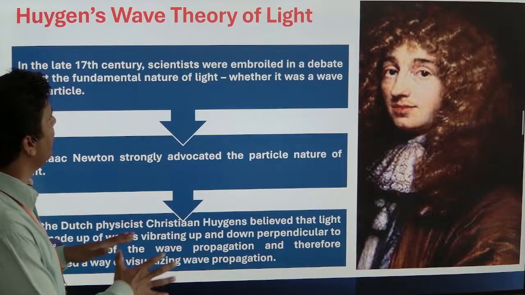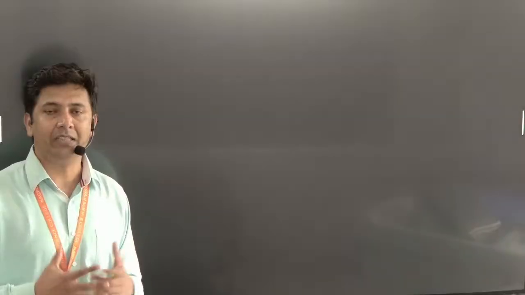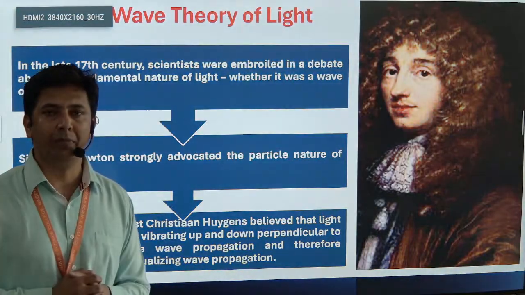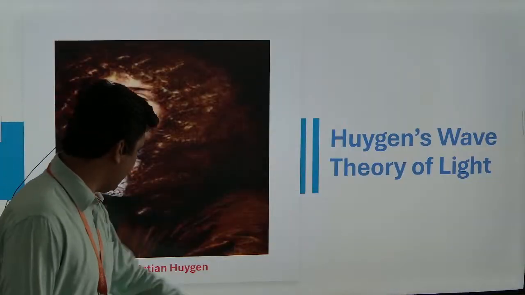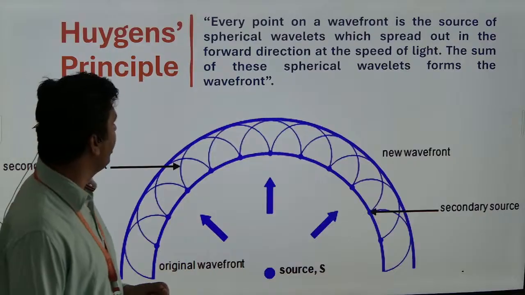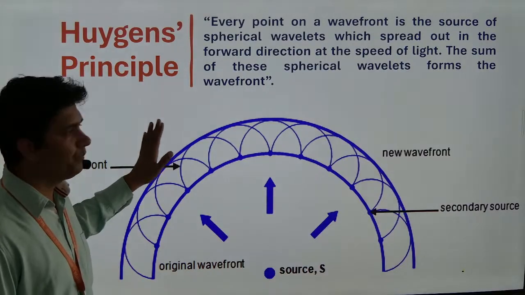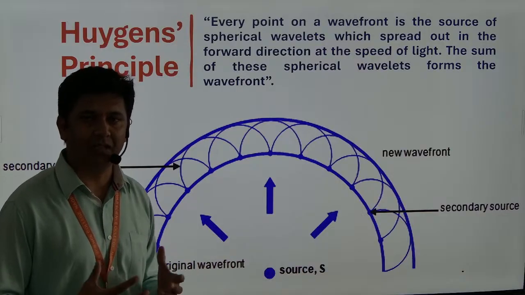This particular theory, which we call the Huygens wave theory of light, came with the idea that light travels through a medium in the form of waves. So this was the scientist, and let's move on to the Huygens theory of light now. This is the Huygens principle. As we know, every source of light emits light.